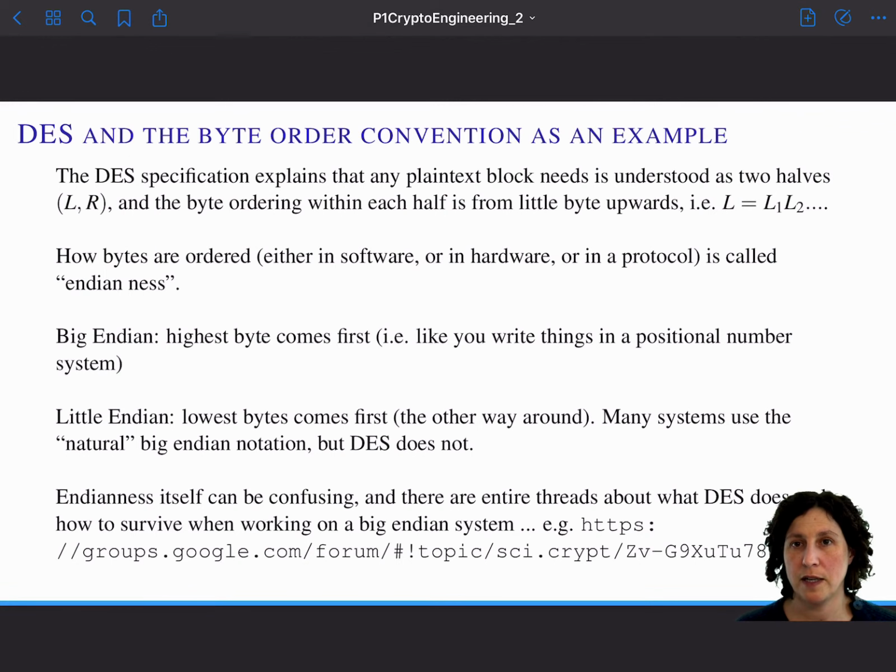So it's like when you write things in a positional number system, the leftmost number represents the highest term. Or do you write things so that the lowest byte comes first? So simply the other way around. Quite often when we write things down, we assume that we use a big endian notation, but in DES, the specification assumes exactly the opposite.